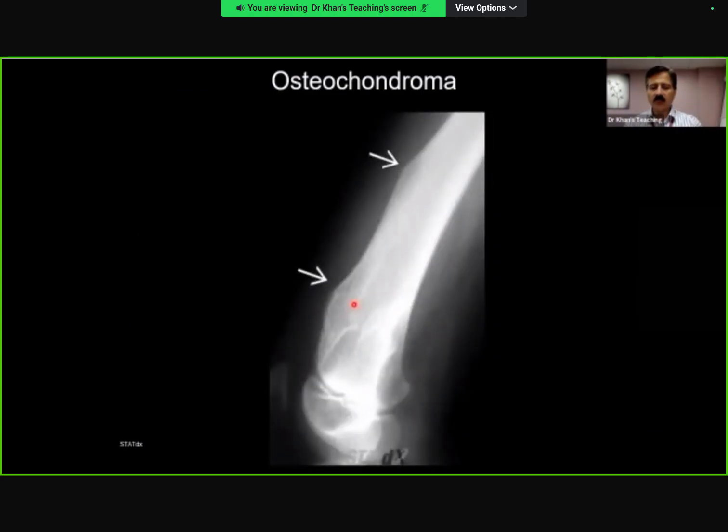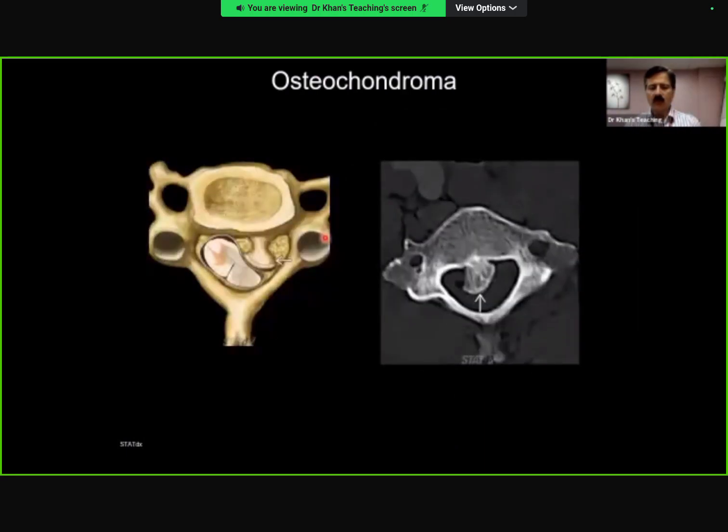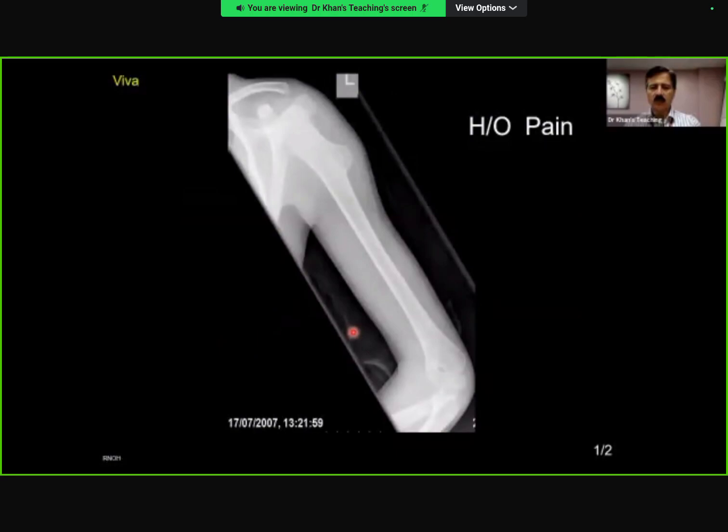Now, osteochondromas are various types, and this is a sessile type. Just wanted to show you so that you don't get confused if you see it. And osteochondromas can be in the spine, and they can cause a lot of problems. You can well imagine how it will be compressing the cord, etc. This one. Okay, this is exam film.